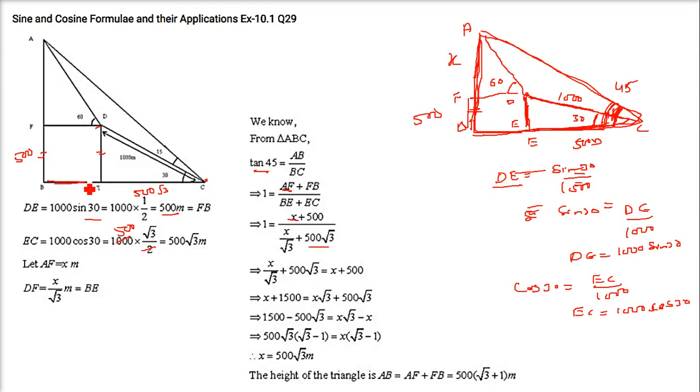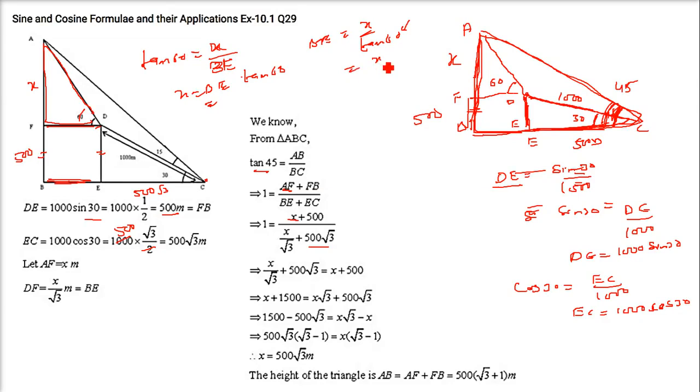Now what is this BE? Now let us take this triangle. If this is X, and we take the tan of 60 degree, tan 60 is X by BE, this side FD and BE. So X will be equal to BE into tan 60. BE we have to find out, so BE will be X by tan 60. And tan 60 is root 3, so BE is X by root 3.